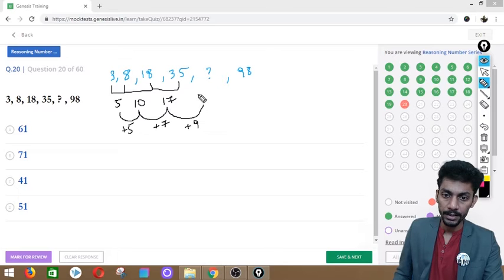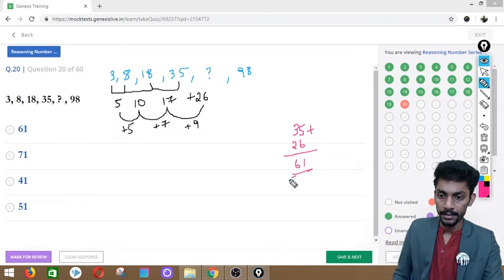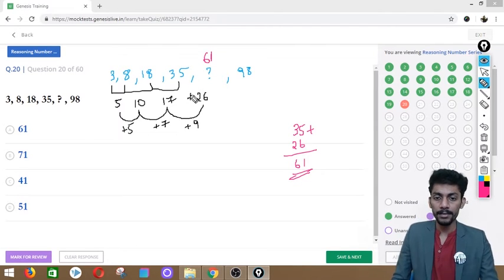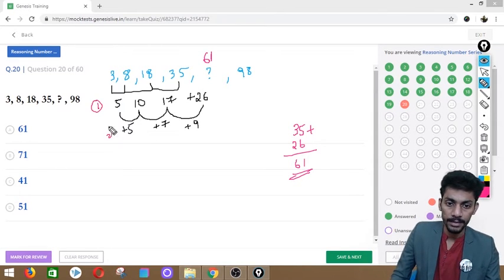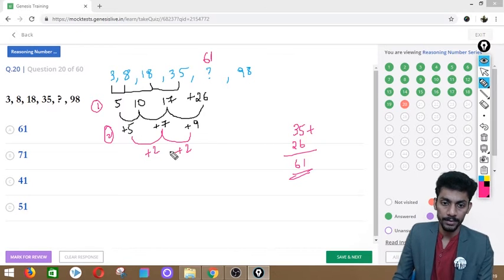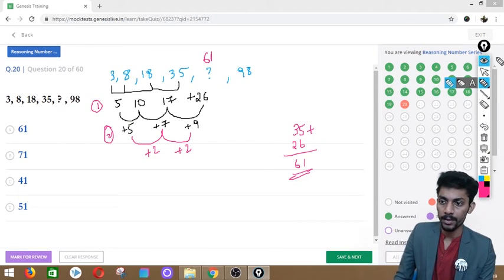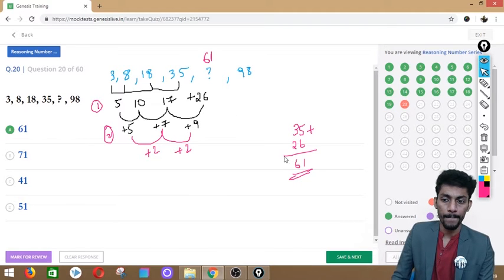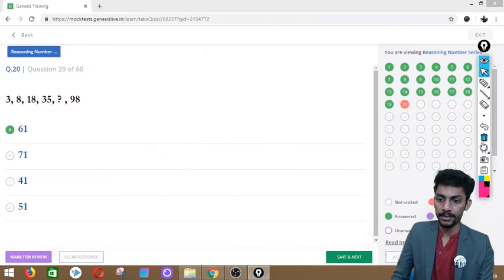So 17 plus 9 is nothing but 26. So plus 26. So we need to add 35 with 26. How much will we get? We get 61. So the question mark is 61. Clear? So first difference and second difference. The second difference is plus 2. If you go further, it is plus 2, plus 2, plus 2, and so on. The answer is 61. That is option A. Yeah, save and go for the next question.